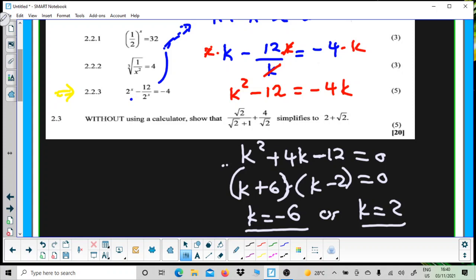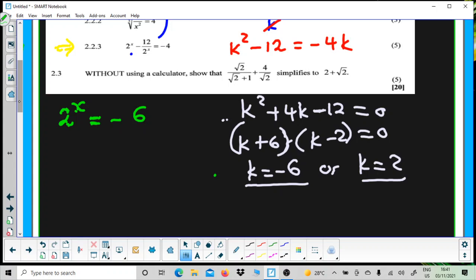But don't forget, nobody asked you for k. In fact, you made it up yourself. So what should you do right now? What was k? 2 to the power of x. Now, here is another rule again. Notice you're going to equate it to negative 6. And already you should start itching, because at this point that is never going to work. So 2 to the power x here can be equal to 2 as well.